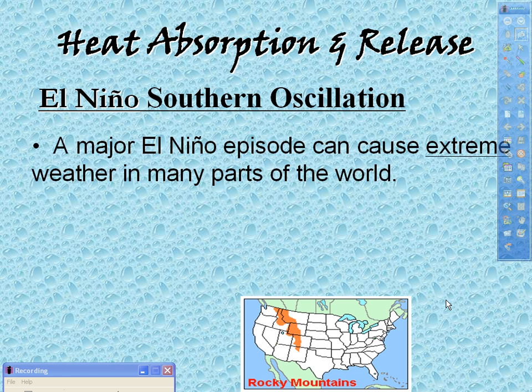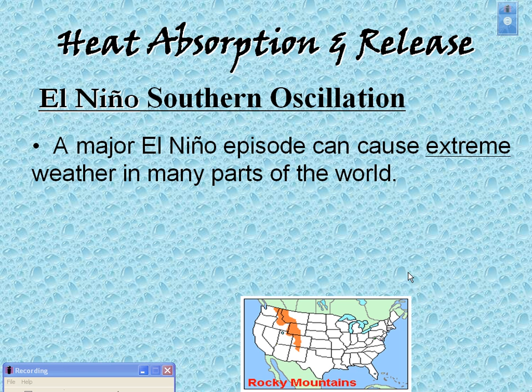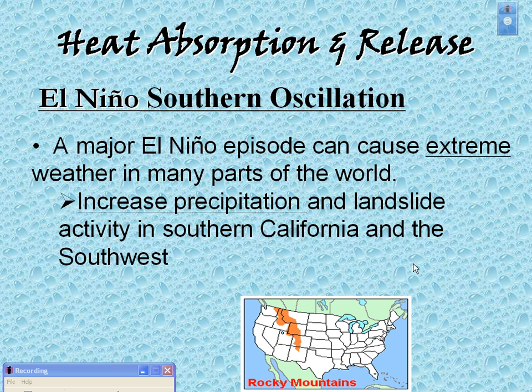Like in the Rockies, which we'll talk about in a second. But a major El Nino episode can cause extreme weather. That means extra rainfall or extra snow. We usually have some pretty good snow years in the Sierra around here when we have an El Nino. And we have increased precipitation and landslide activity because then the land can't soak it up.